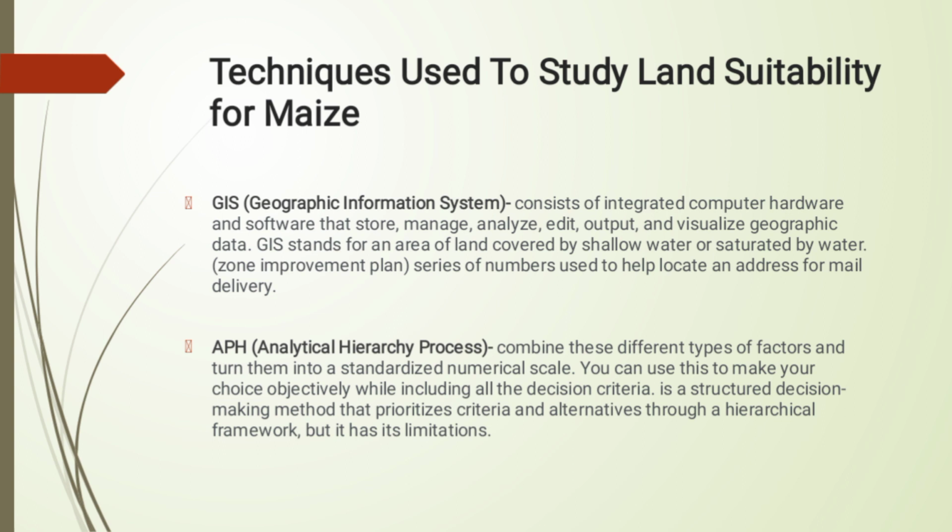The second is Analytical Hierarchy Process, or AHP. It combines these different types of factors and turns them into a standard numerical scale. You can use this to make your choice objectively while including all the decision criteria. It is a structured decision-making method that prioritizes criteria and alternatives through a hierarchical framework, but it has its limitations.